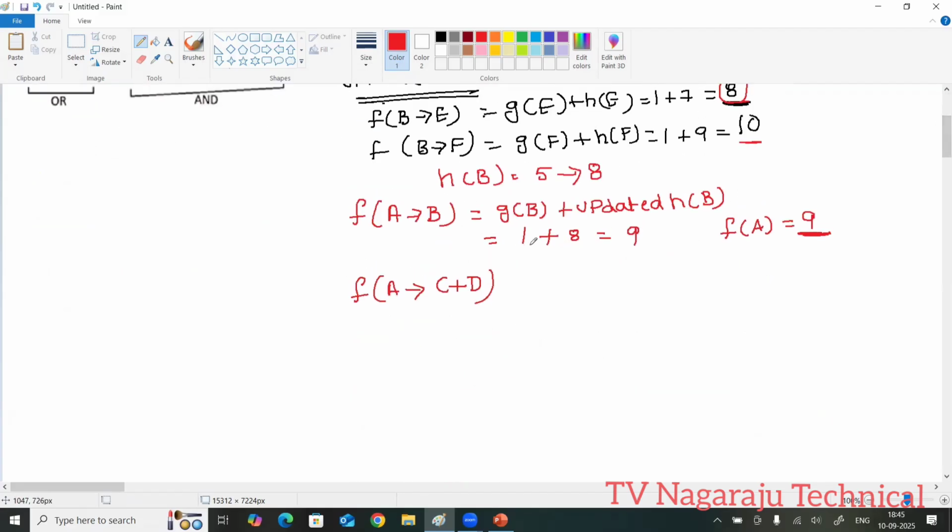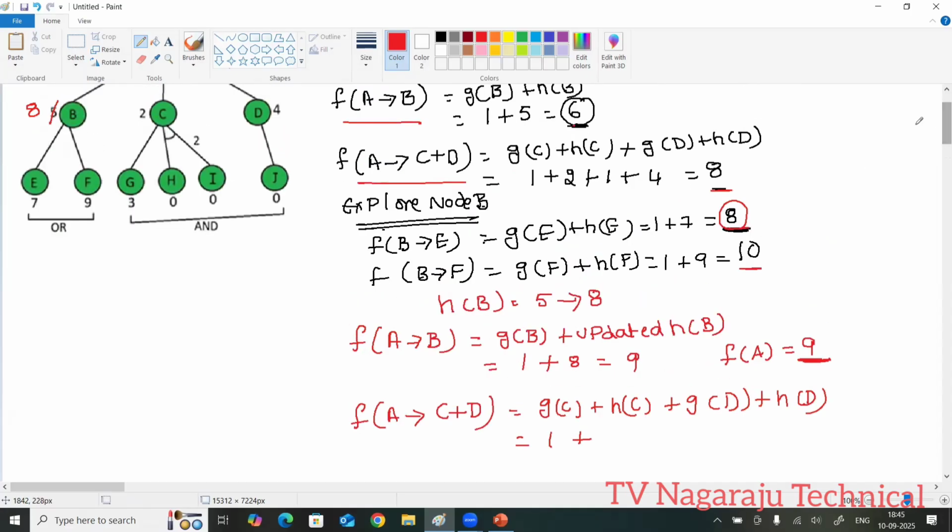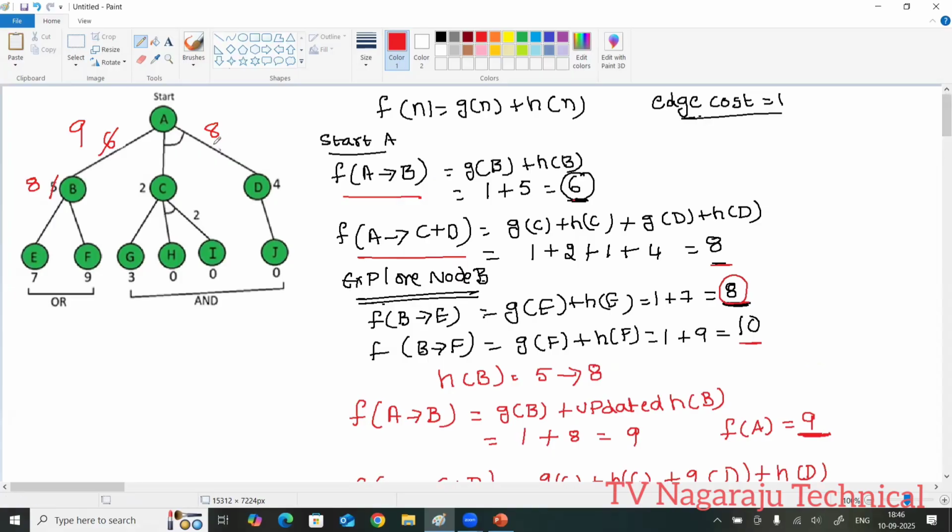Similarly, A to C plus D. What is the A to C plus D value? As usual, A to C plus D is G of C plus H of C, G of D plus H of D. So G of C value 1 and H of C value, till now not at all updated. G of D value 1, H of D value is not at all updated. So the value is equal to 8. So again you are getting 8.